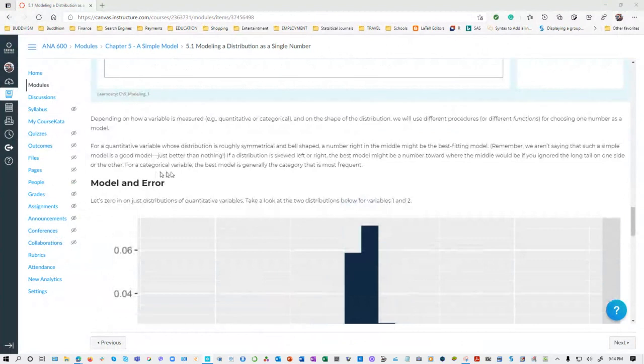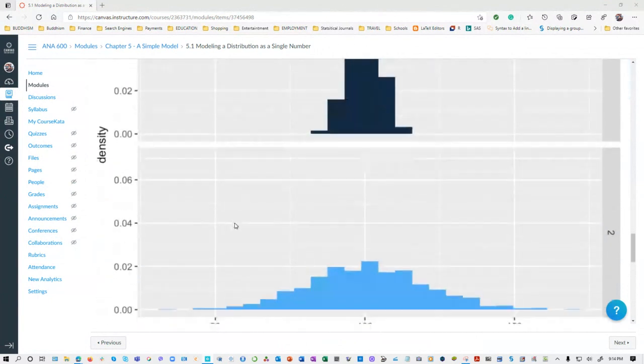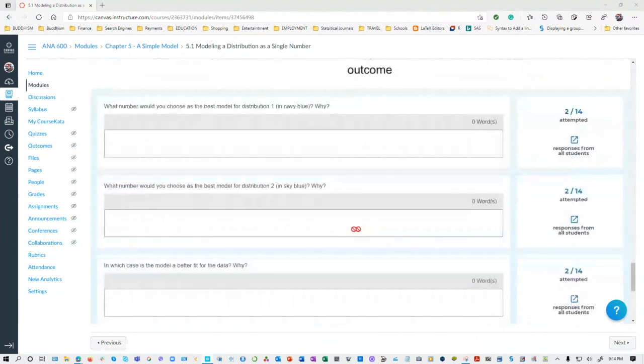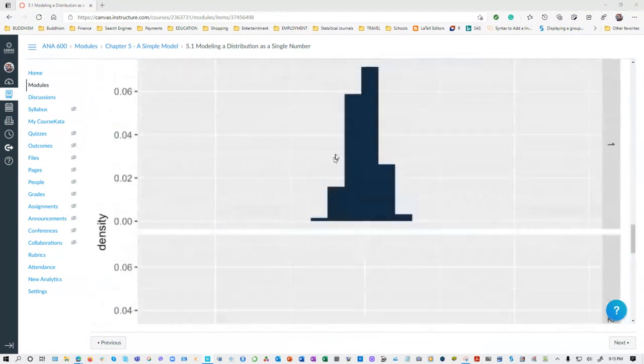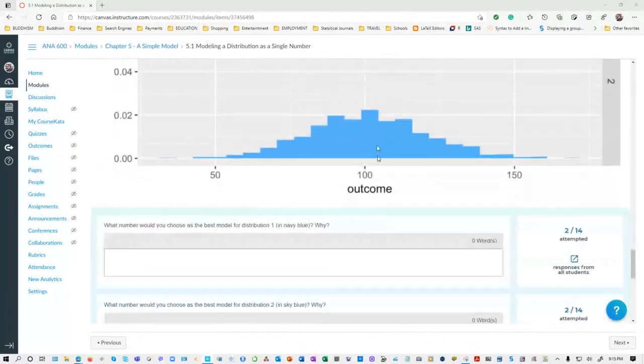See, categorical. Let's zero in on the distribution of a quantitative variable. Take a look at these two distributions below for variables 1 and 2. What number would you choose as the best model for the distribution in navy blue? This one, the middle for sure. Oh, sorry, I'm looking at the wrong one. It's the navy blue. Yeah, see, still the same.